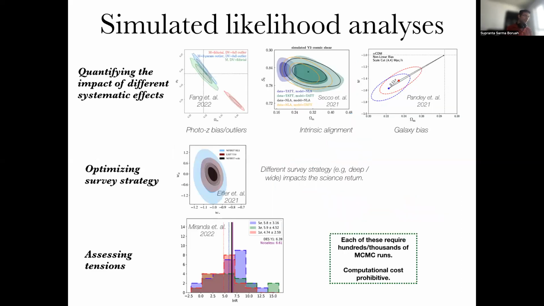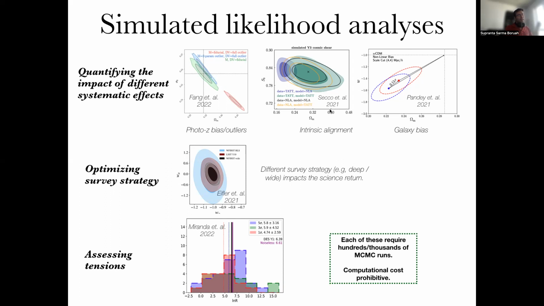The reason we need so many runs is the following. When we try to determine the analysis choices and the choice of priors and scale cuts and so on, to quantify the impact of different systematic effects, we need to make a bunch of different simulated runs. So for example, these two plots are taken from a couple of papers from the DES collaboration, where they were trying to determine what is the level of complexity in the modeling that is required to deal with different systematic effects.